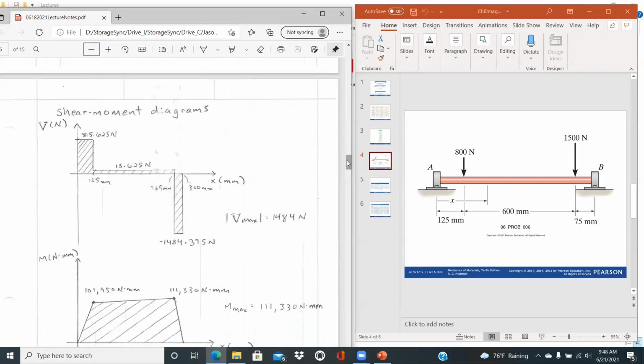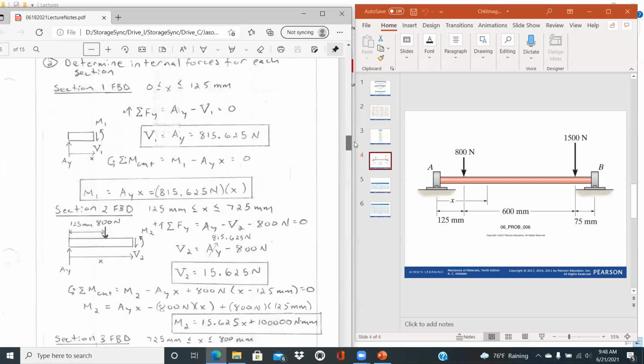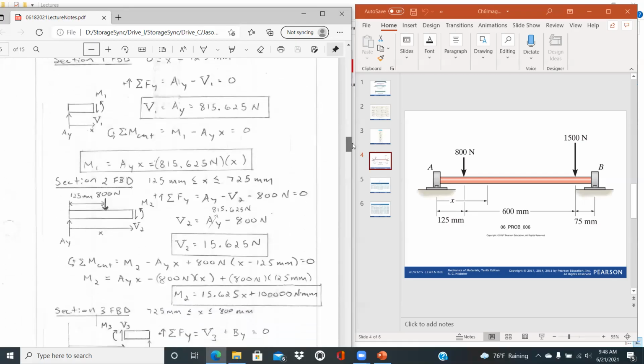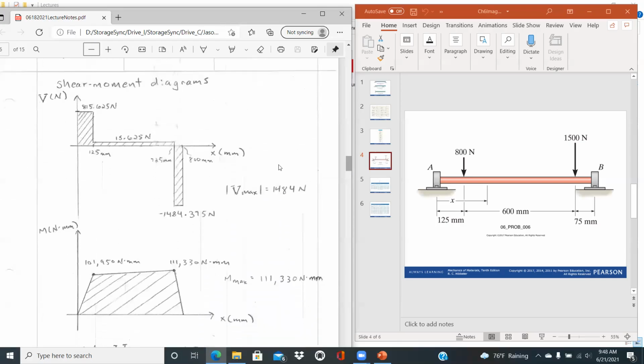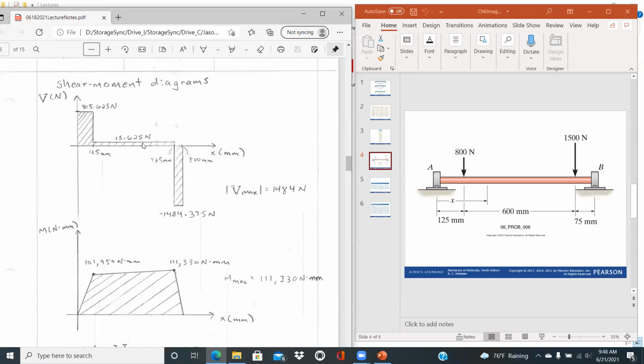And so based on that, we can draw then the shear and moment diagrams. And they come directly from these values. We saw that the internal shear was 815.625 newtons as we started off. As we got to the second section, it was 15.625, constant again. And then as we got to that last section, it was minus 148.375, so it drops down. And so what that's telling you is that our shear force is constant through each of those sections.